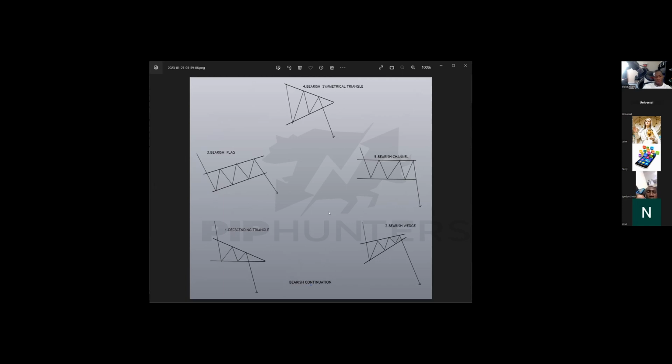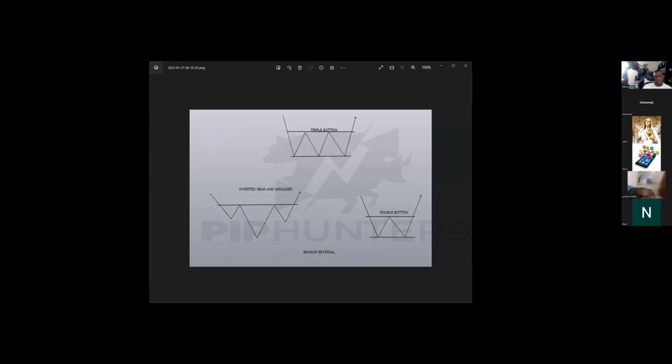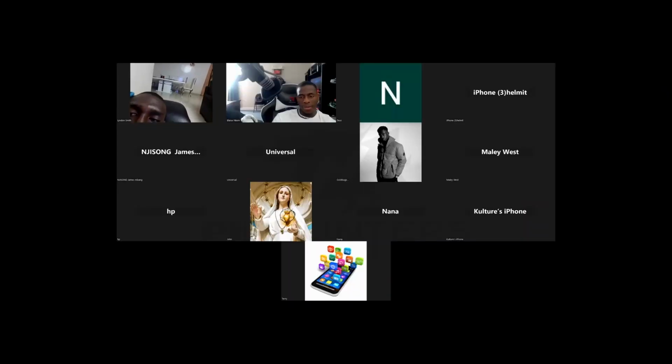And this is for the bearish as well. Bearish continuation. So take screenshots, all of that. Bearish reversal: head and shoulders, double top, triple top, all of that. So that is that. We've seen a couple of examples for those.